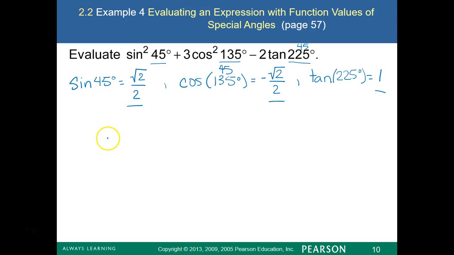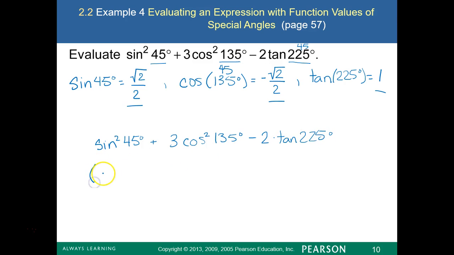So this right here, I'm just going to rewrite it. Sine squared of 45 degrees plus 3 cosine squared of 135, minus 2 tangent of 225. Okay, another way of saying sine squared of 45 is sine 45, squared.